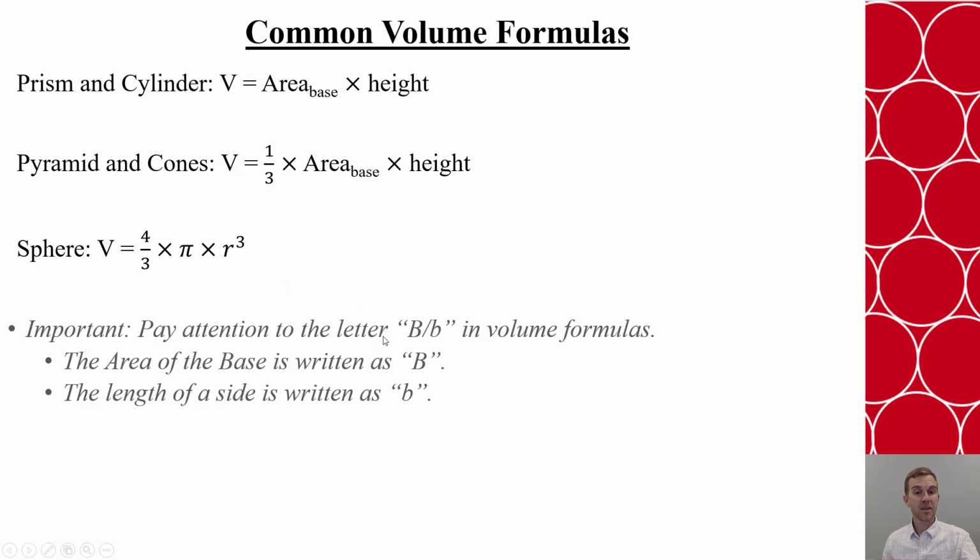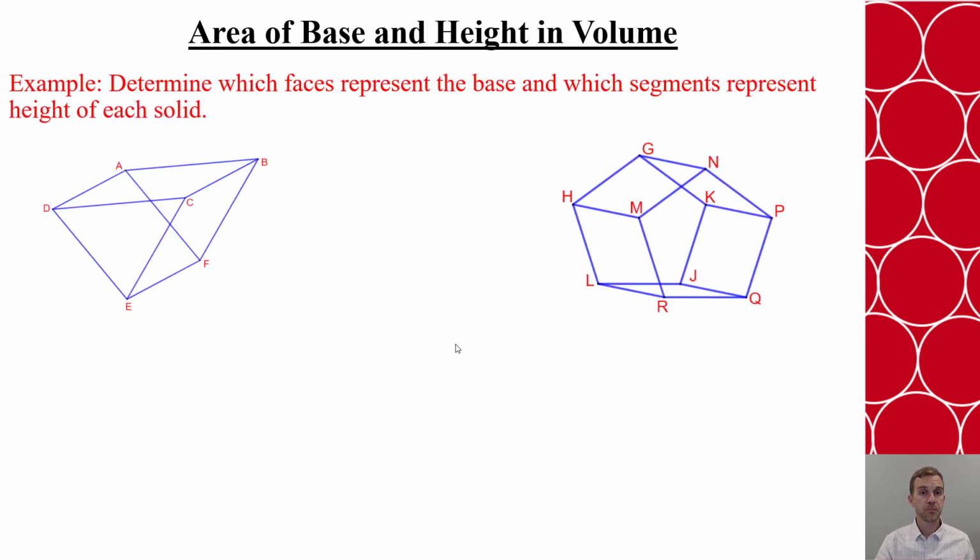One of the things you'll see in different places when you look up these formulas is a capital B or a lowercase b. A capital B represents the area of the base. A lowercase b represents just the length of a single side. So you may see those two letters. Recognize capitalization matters, whether you're finding area or determining just the length of a side.